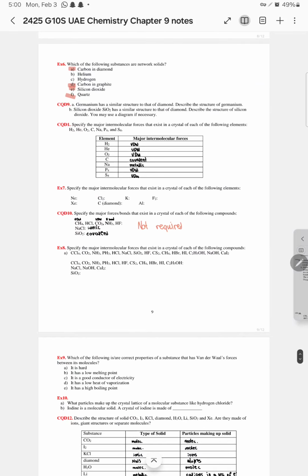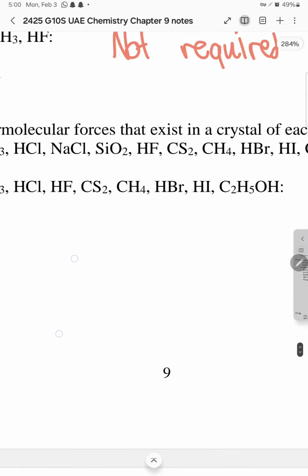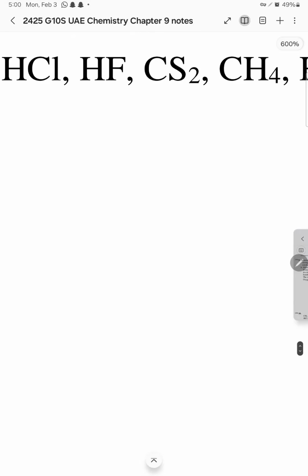Remember, of course, CQD10 isn't with us. And there's a point about polar and non-polar bonds. Now, we don't have any examples with us other than CO2. All you need to know, it's a non-polar bond.